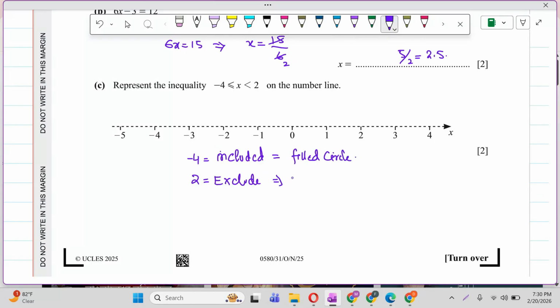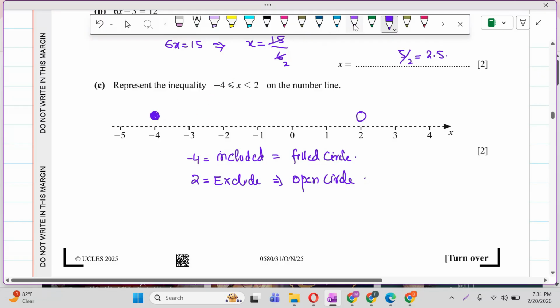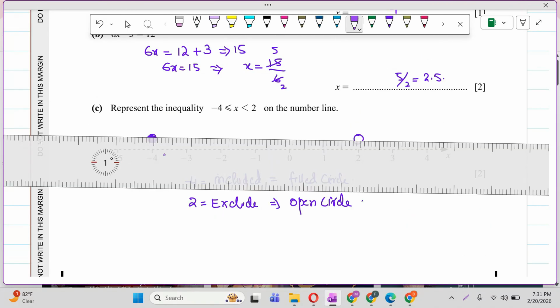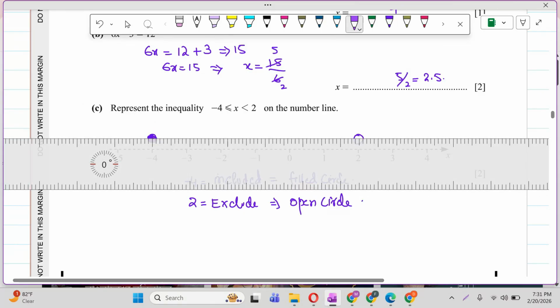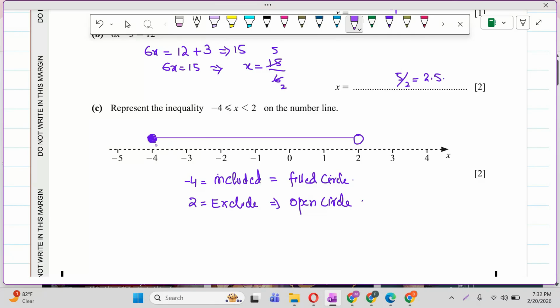And to show the excluded end, we'll use the open circle. So 2 is exclusive, so it will be shown by an open circle, where negative 4 is included, so it will be shown by the filled circle. Now joining these 2 points, we will have the range of x. So we join these. So x is from negative 4 to 2.